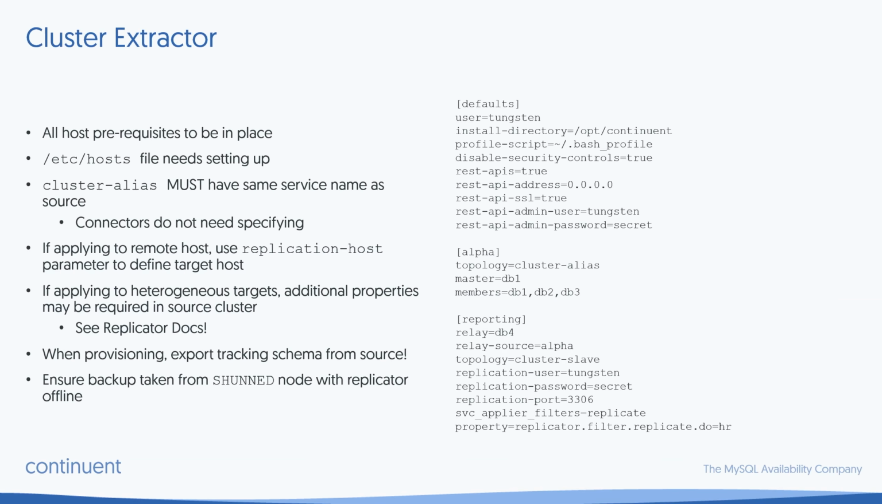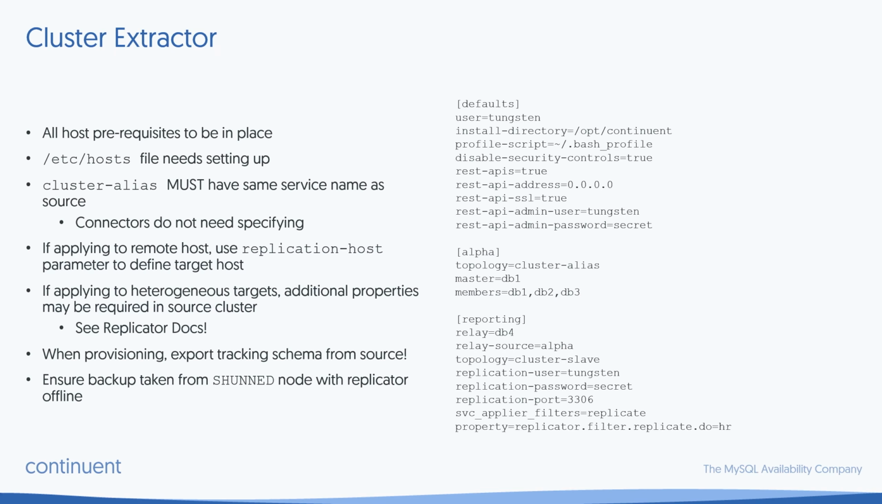So let's have a quick review of what that configuration looks like. It would be very similar to a normal standalone cluster in that you have the default specified. Here we have the default specified just to enable the API, the location of the installation. I'm disabling security controls for my demo just for simplicity, but obviously they are enabled by default. You then define the cluster definition. So here you see alpha. The topology in this case is what we call a cluster-alias, and you define the master node and the members. You don't need to specify the connectors here, but the one key thing to point out is the service name alpha. That must match the same service name that is being used in your source cluster.